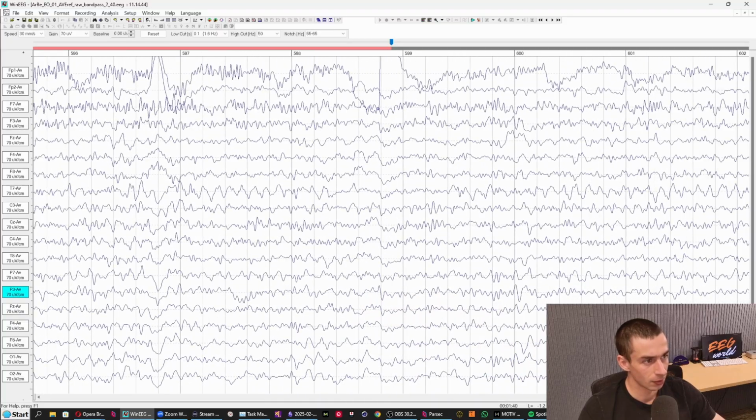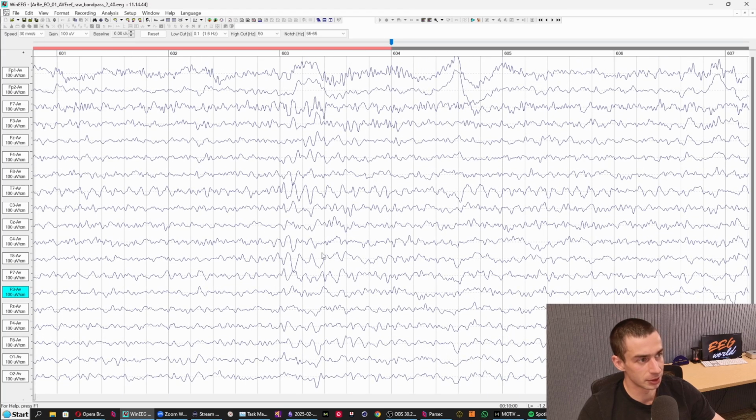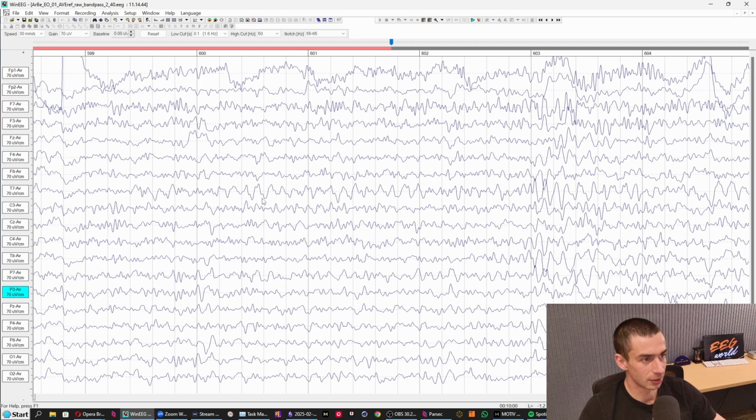And here we see at T7, which is the left midtemporal region, kind of its own independent alpha rhythm that's sort of triangular in shape. And we see this beta activity sort of looking more like beta spindles. So the beta is starting to look a little bit like hyperexcitability.